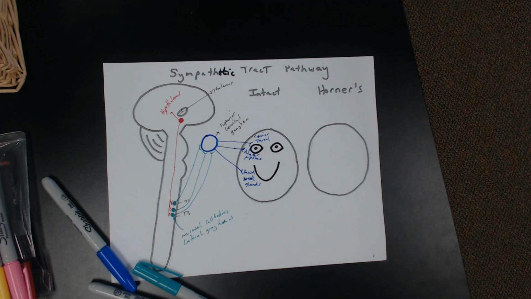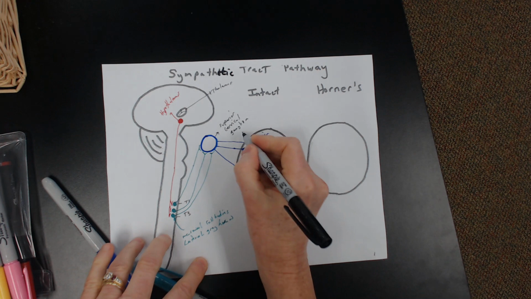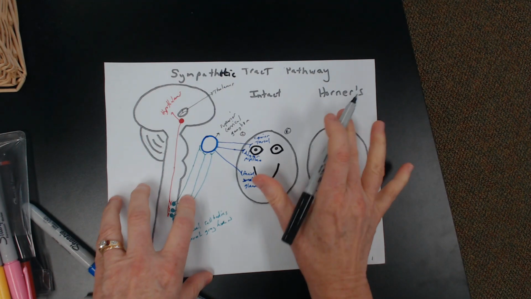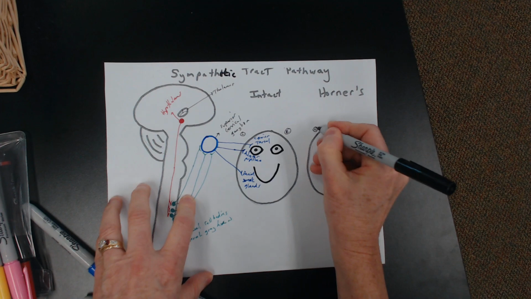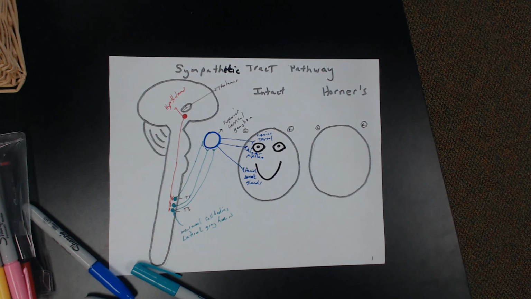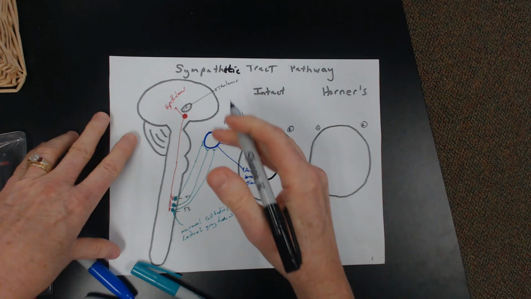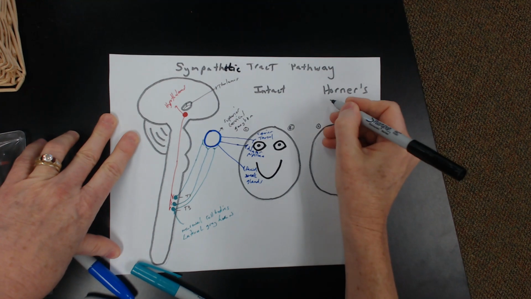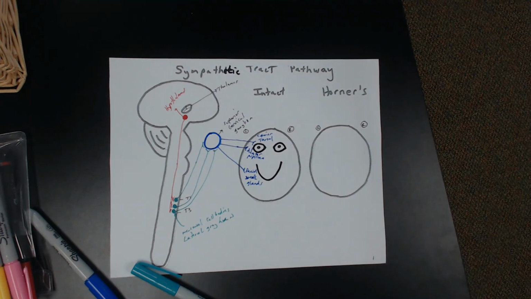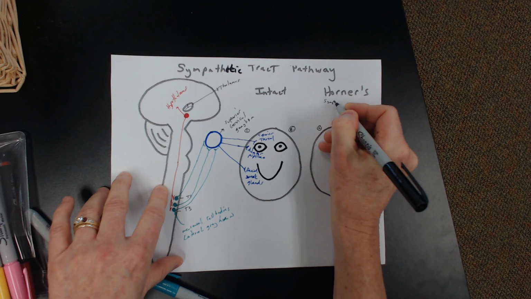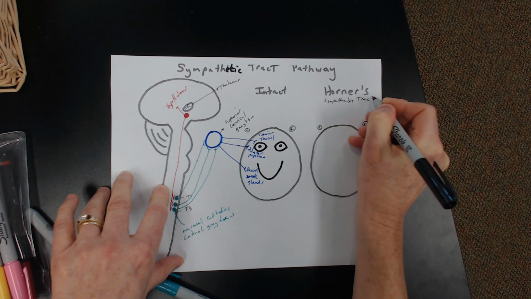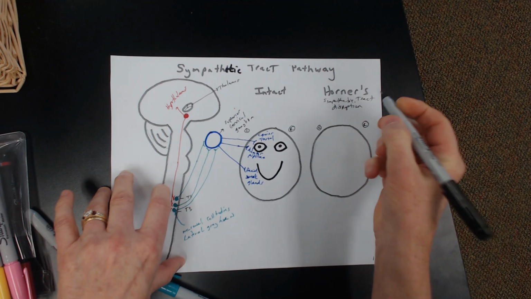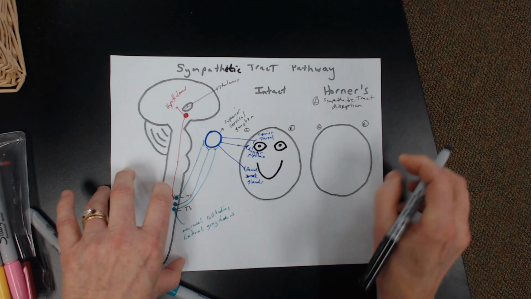Okay. If I had to label sides of the body here, and if you're looking at the intact, this is going to be the left side, this is going to be the right side. Now, I'd like to draw a representation of Horner syndrome over here, and this is going to be the left side, and this is going to be the right side. Let's say this is the sympathetic tract disruption. Okay, and let's say that it's the left sympathetic tract that was disrupted.